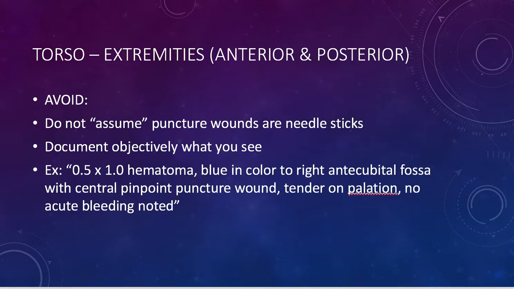The best thing to do is document it objectively. Document it as you see it. So an example, let's say a blown IV site would be a 0.5 times 1.0 hematoma, blue in color, to the right antecubital fossa, with a central pinpoint puncture wound, tender on palpation, no acute bleeding noted. Just point blank to the point, and you're not making assumptions as to what it is.